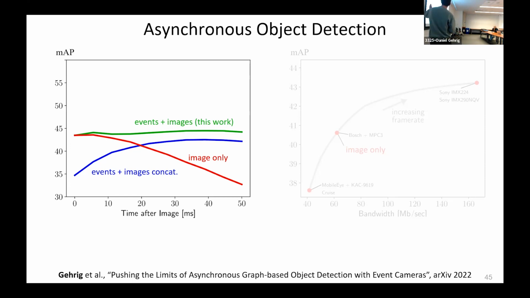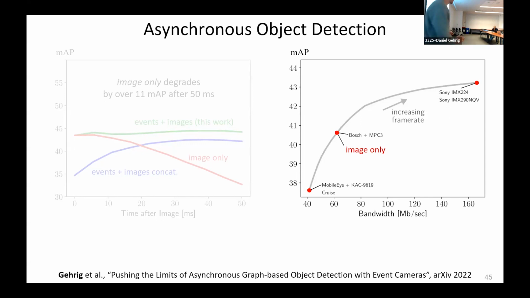This also shows that if we reduce the time window, we can reduce this worst case decrease in performance. Meaning that if we have a higher FPS, we can also get better performance. This is what's shown here. As we increase the bandwidth, essentially the frame rate of the camera, we increase the worst case performance of the object detector.